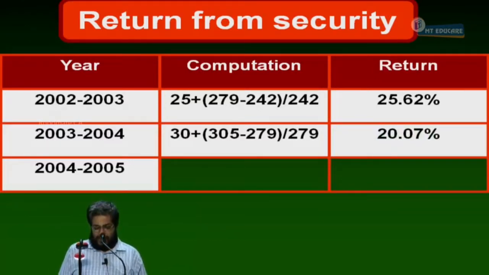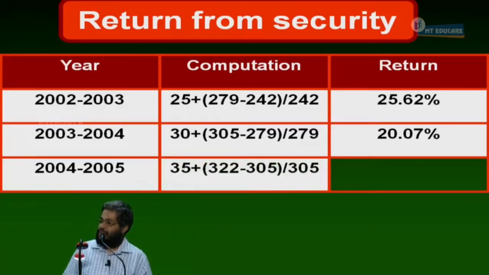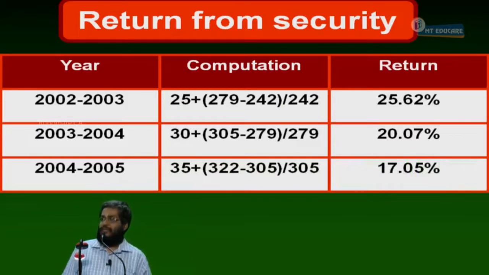Third year: 322 minus 305 plus, what is the dividend? 35. 322 minus 305 plus 35, whole divided by 305. I want the percentage return. What is the return? 17.05. Return is 17.05.